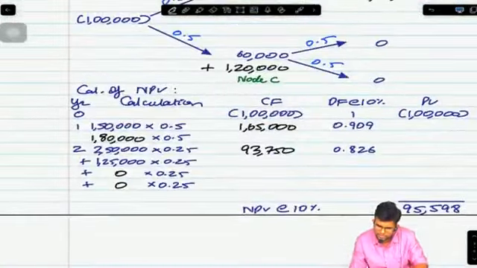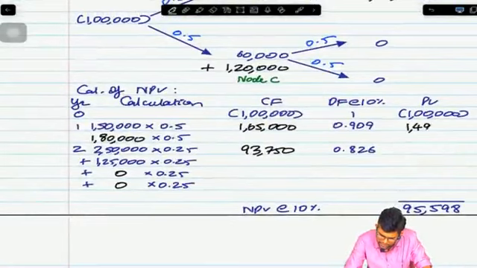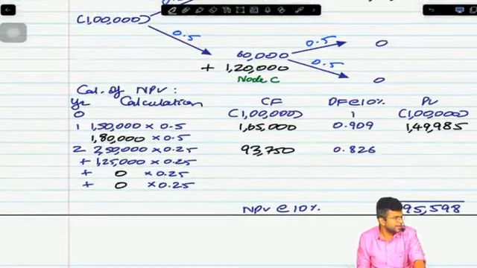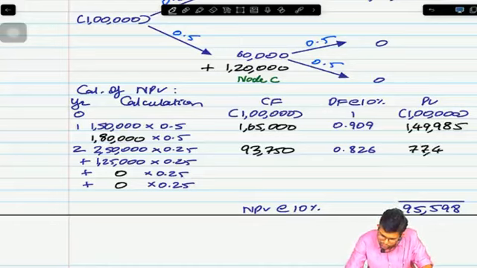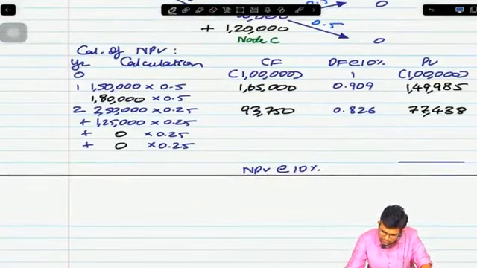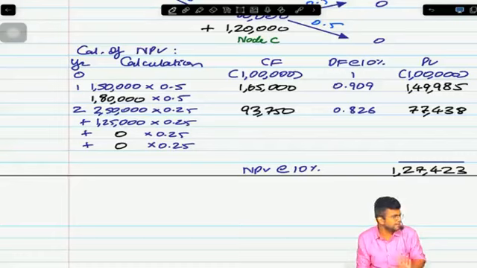How much? 149,985. 93,750 into 0.826. How much? 77,438. Okay, somebody please give me the total answer. 1,27,420. Okay, 423. 127,423. This is how you recalculate NPV.